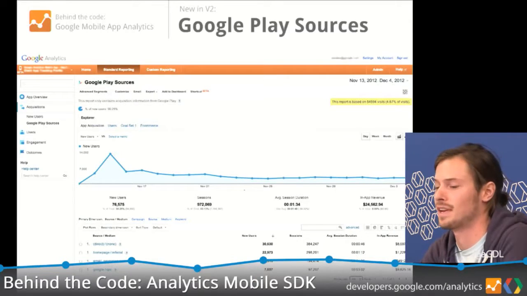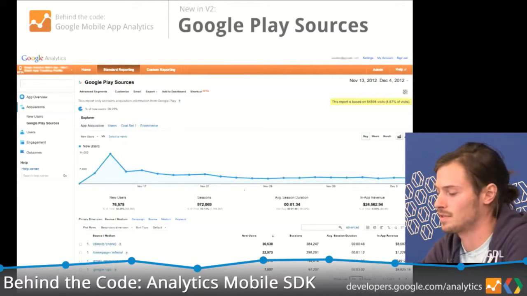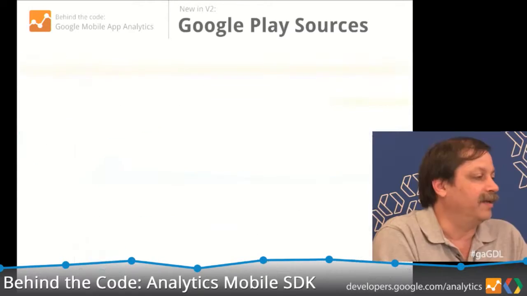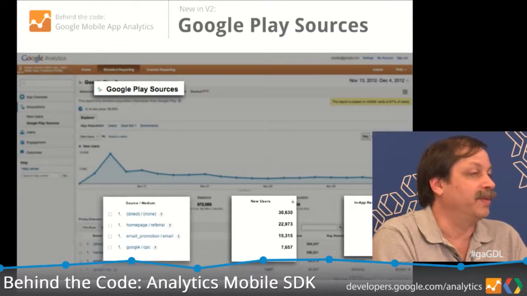And this was one I know that's important to a lot of developers in terms of being able to see where their users are coming from different marketing channels. So we've had some attribution before, but we do have a new Google Play Sources report. Yeah, this one has got a lot of people really excited.